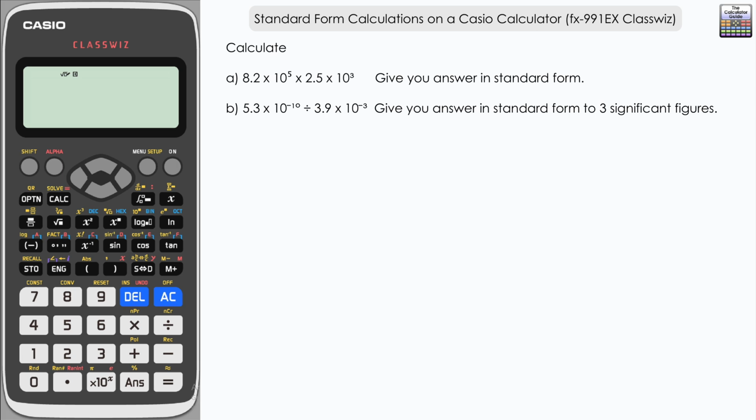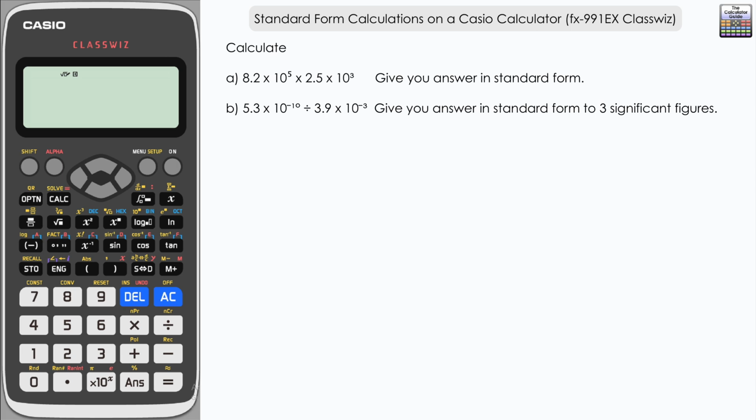We've got to calculate 8.2 times 10 to the power 5 multiplied by 2.5 times 10 to the power 3. We've got two standard form or science notation numbers there, and we've got to give the answer in standard form. Second part there, we've got 5.3 times 10 to the negative 10 divided by 3.9 times 10 to the negative 3. Once again, we've got to give the answer in standard form, but this time to three significant figures.